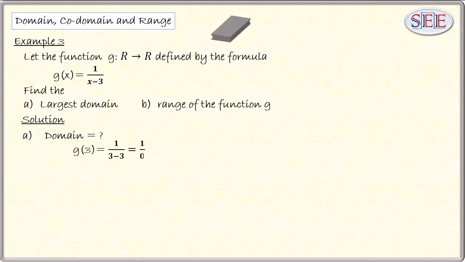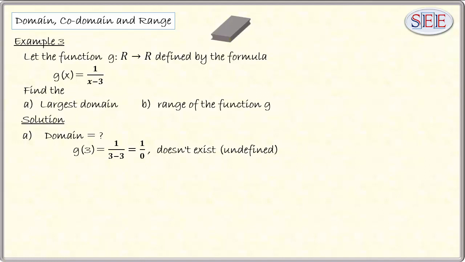Let me get g of 3. g of 3 will now be equal to 1 over 3 minus 3. I have substituted x by 3. And 3 minus 3, the answer will be 0. So I have g of 3 equal to 1 over 0. And 1 over 0 does not exist because it's undefined.